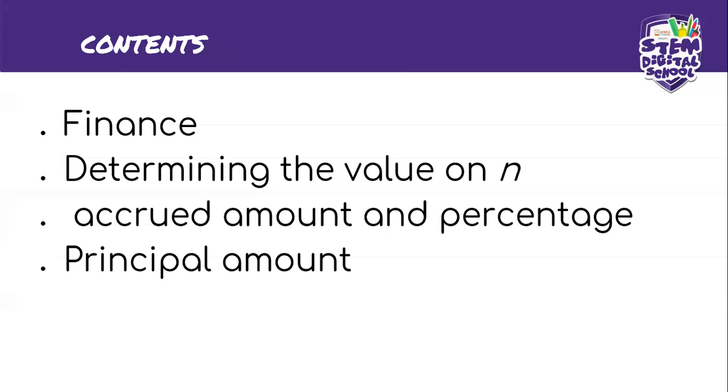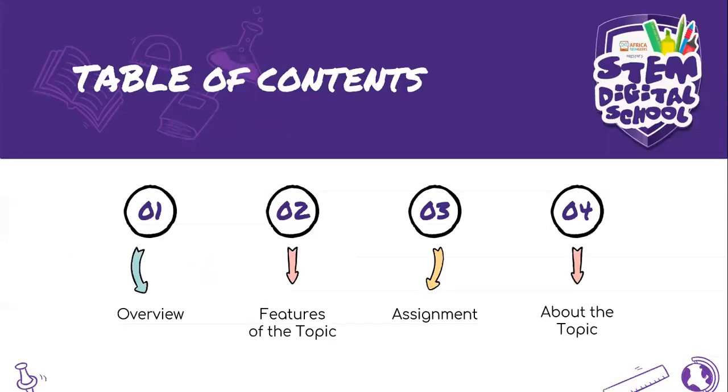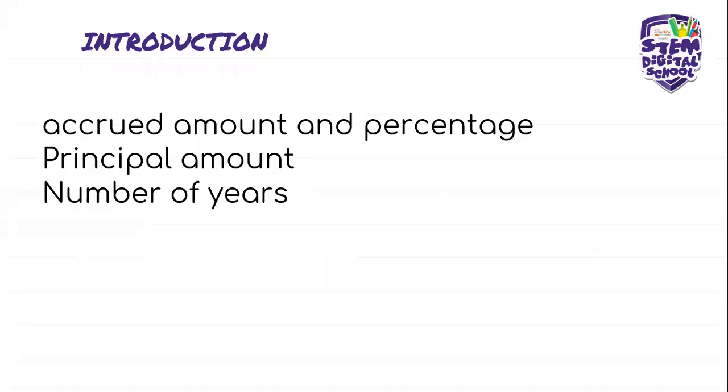Now, without any waste of time, I'm just going to zoom directly into the outcomes of the lesson, or the contents rather. By the end of this lesson, we should be able to find different forms of unknowns ranging from the value of n, where n represents the number of years, where P represents the principal amount. So basically, you will be given some of the formulae to work with. And of course, you should be able to use them to find the accrued amount together with the percentage, as well as the number of years and the principal amount in this case. And today we are wrapping up that lesson on finance.